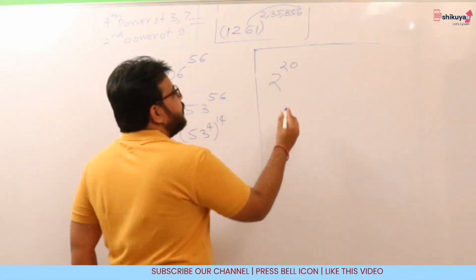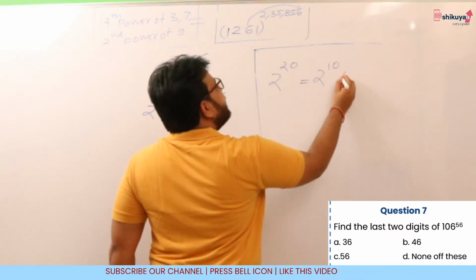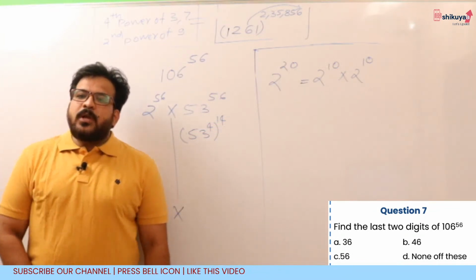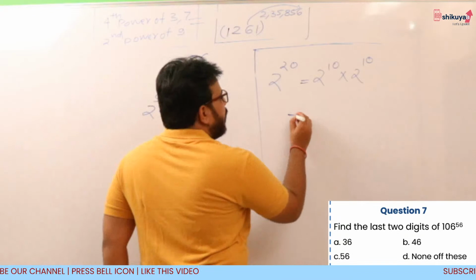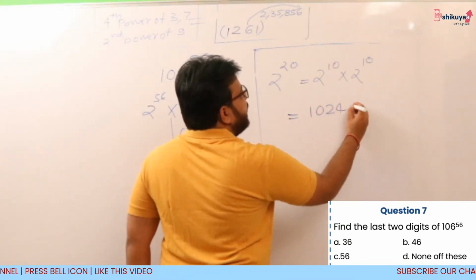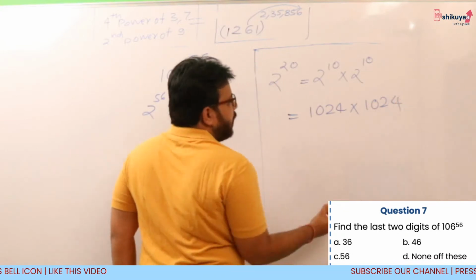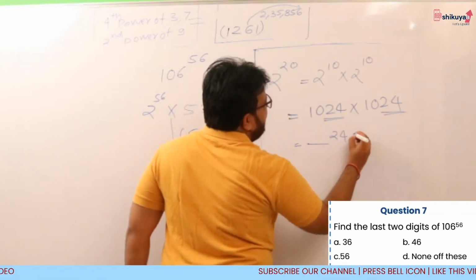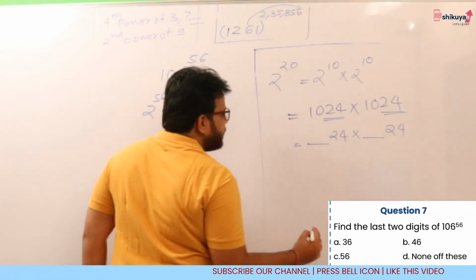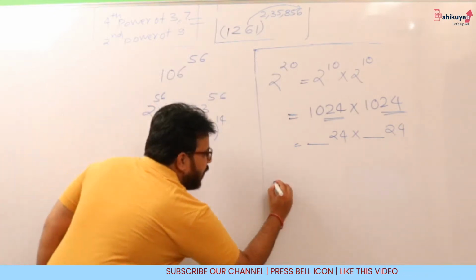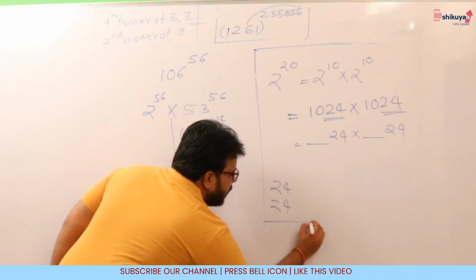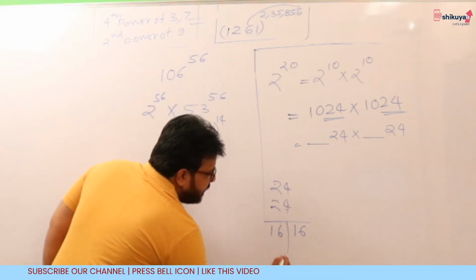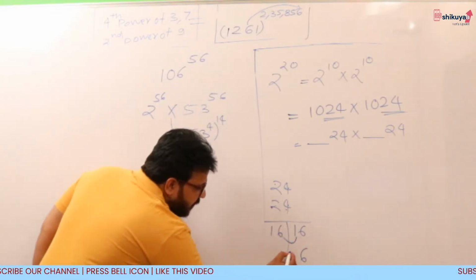I hope the board is visible. So 2 raised to 10 into 2 raised to 10. Am I right? 2 raised to 20 means 2 raised to 10 into 2 raised to 10. So 1024 into 1024. Always concentrate on the last 2 digits. So you are actually multiplying 24 with 24. Correct? 4 4s are 16, 4 2s are 8 plus 4 2s are 8, that is 16. So 6 as it is, 1 is carried forward to make 7.